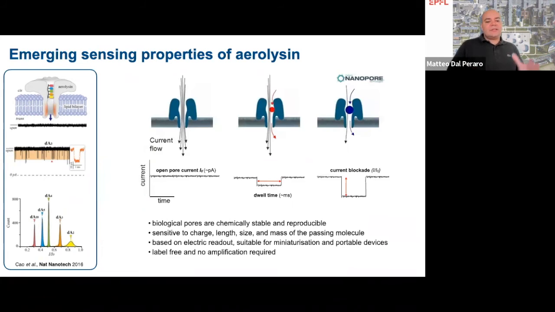oligonucleotides. And this is a concept from the 90s, where biological pores can be used to get information about the analytes that translocate through the pore when you apply a voltage. Just by looking at the current in many different conformations, you can get information about the analyte that is translocated. And this technology is now implemented in devices from Oxford Nanopore, for instance, for DNA sequencing. Actually, you can do that on a very small chip. And aerolysin has similar properties that can, in principle, be exploited in that direction.